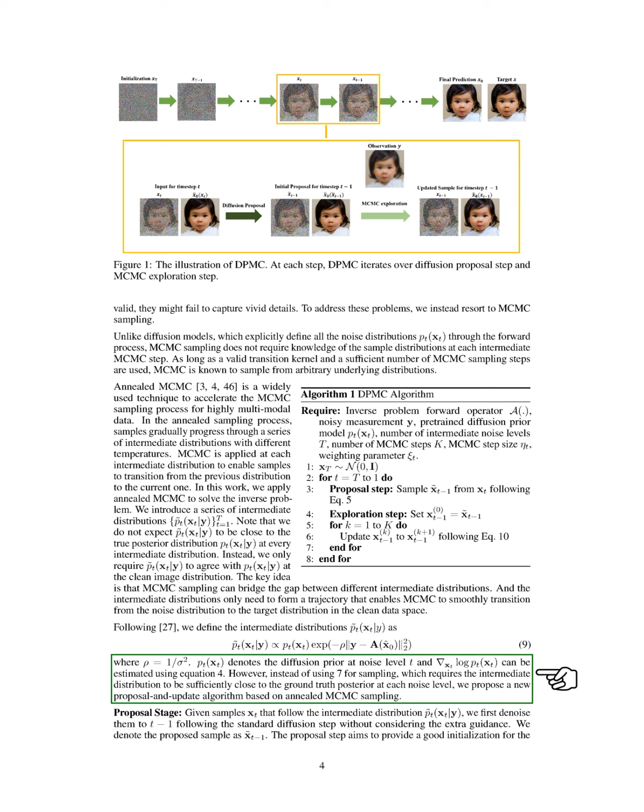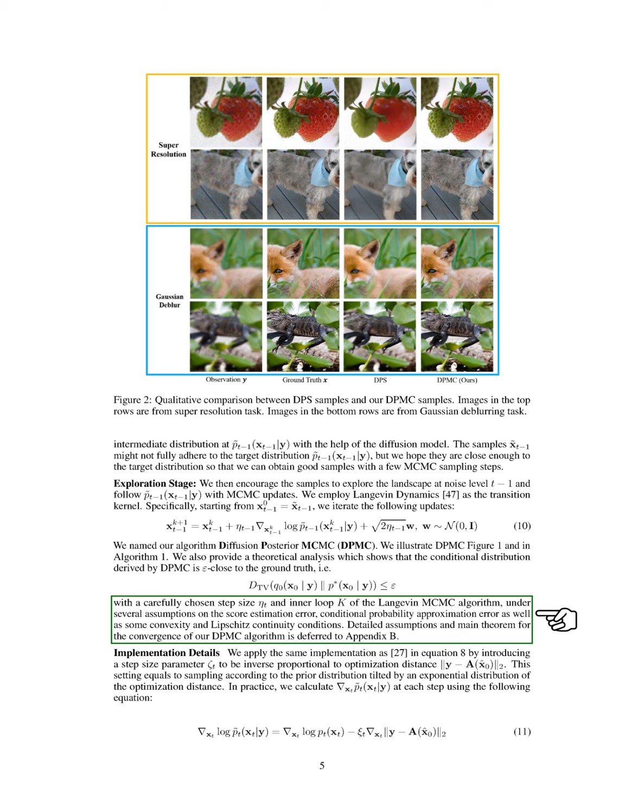Our approach involves a proposal stage, where we denoise samples to create a good starting point for the next distribution, and an exploration stage, where we refine these samples using MCMC updates. We call our algorithm Diffusion Posterior MCMC, DPMC, and provide a theoretical analysis showing that the conditional distribution produced by DPMC is close to the true distribution under certain conditions.